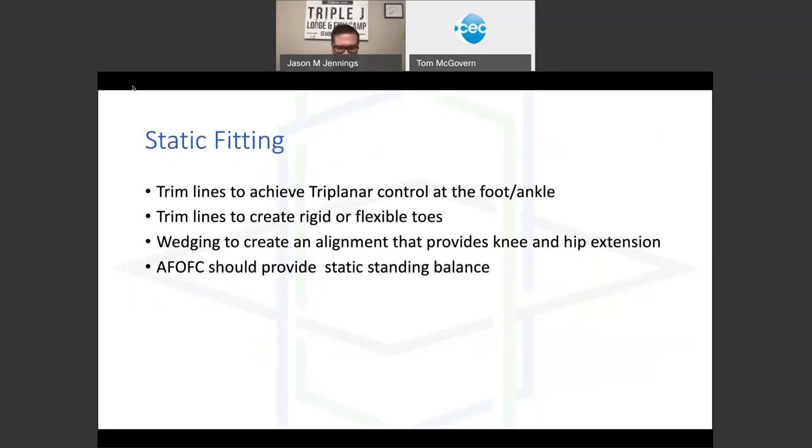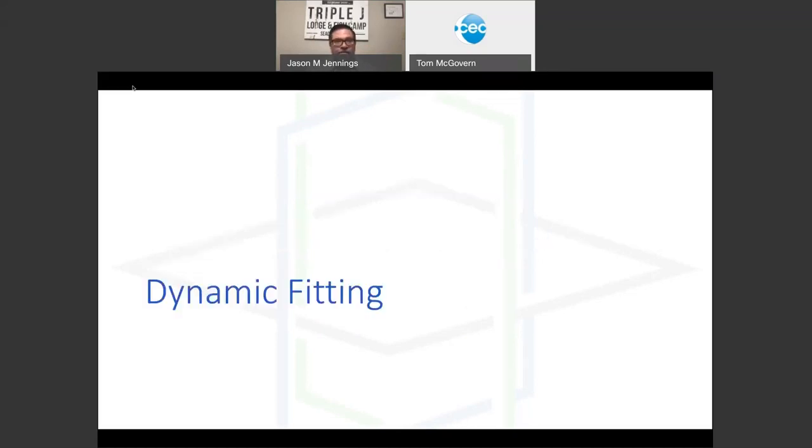So in our static fitting, have we designed the trim lines to achieve triplanar control of the foot and ankle? Have we done our trim lines to create rigid or flexible toes? Have we included wedging to create an alignment that provides hip and knee extension or hip and knee flexion? The AFO footwear combination should provide static standing balance at this point. Once you've done your trim lines and everything and had the patient stand, the goal right at this point is static standing balance and hands free if possible. And then we move on to our fitting.